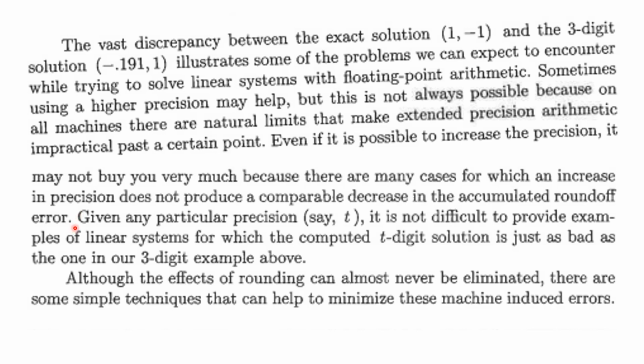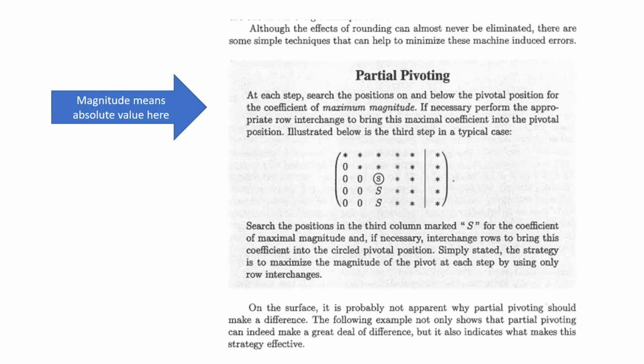Given any particular system or any particular precision, say t, it's not difficult to provide examples for which the computed t-digit solution is just as bad as the one in our three-digit example above. Although the effects of rounding can almost never be eliminated, there are some simple techniques that can help minimize these machine-induced errors, and these are used in many software programs. The first one we're going to talk about is partial pivoting.